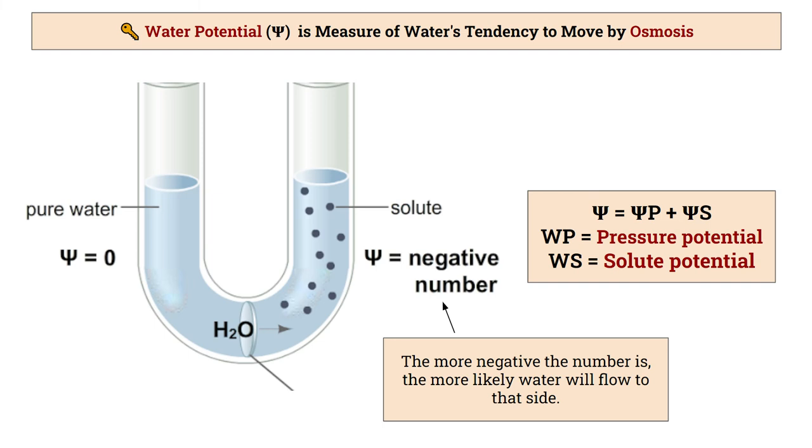Now, we can mathematically represent water potential, which is a measurement of how water is going to want to move by osmosis. In this case, water potential is calculated by adding the pressure potential and the solute potential. We'll talk more about what these are in the next few slides, but essentially, this is going to tell us which way water wants to flow based on solute concentrations and atmospheric pressure. Now, the measure of water's tendency to move is known as osmosis.